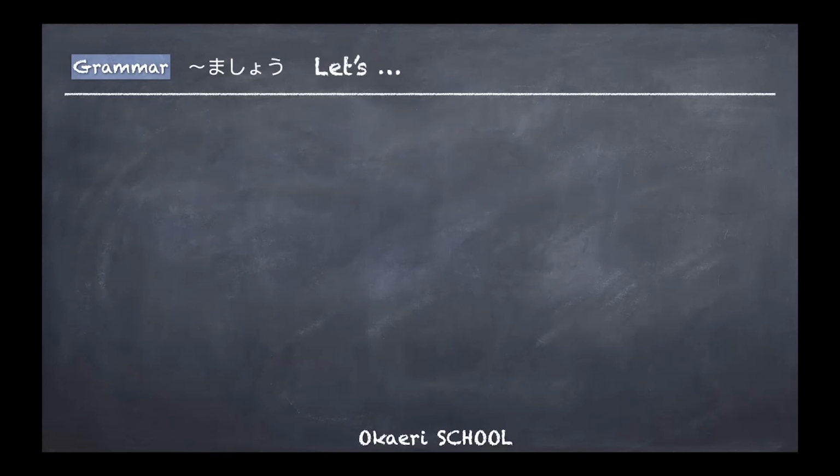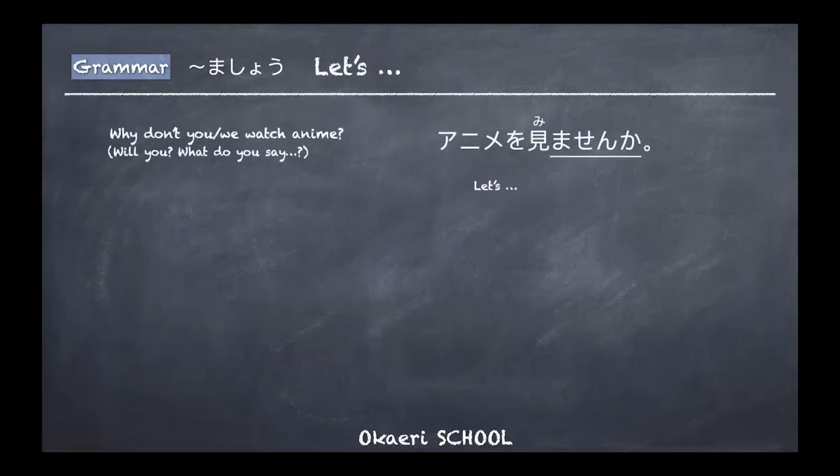Well, you can also say let's, which in Japanese is ましょう, the one we just saw. Why don't we watch anime? アニメを見ませんか? Negative plus か. When you want to say let's do it instead of a question form like why don't we, shall we, you say, yes, let's do this. You replace ませんか with ましょう. 見る、見ます、見ませんか、見ましょう. That's let's watch anime.